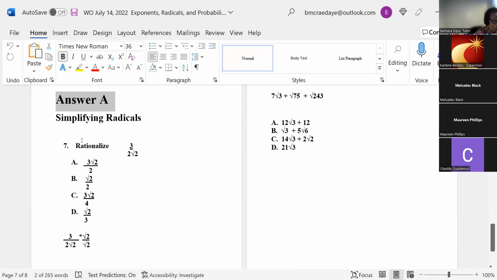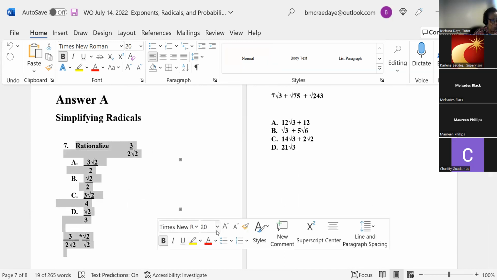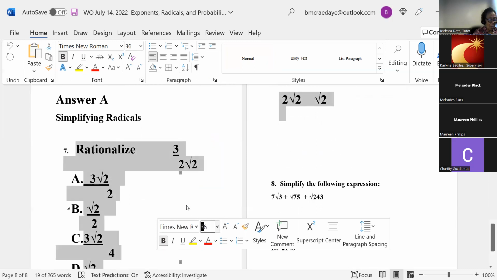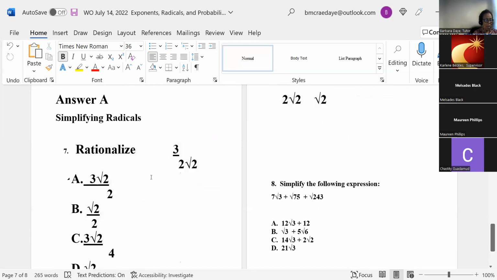Remember now, Mercedes, what did I say about rationalizing the denominator? What did I tell you to do? I can't even remember it. You multiply numerator and denominator by the radical. Right.